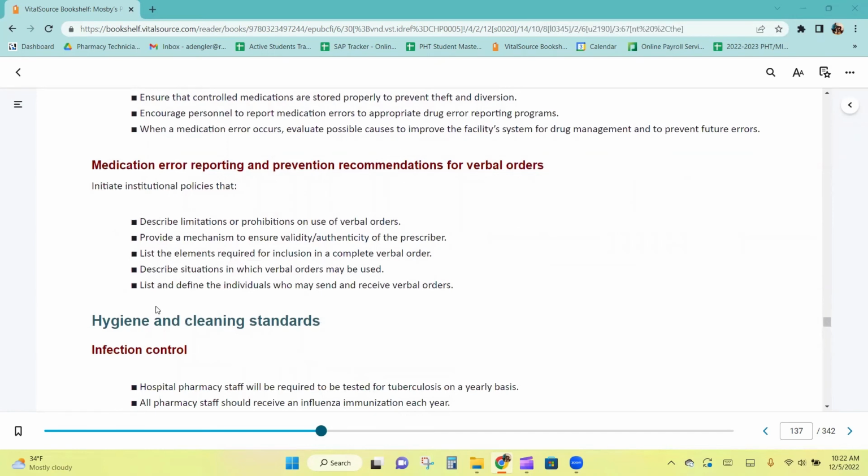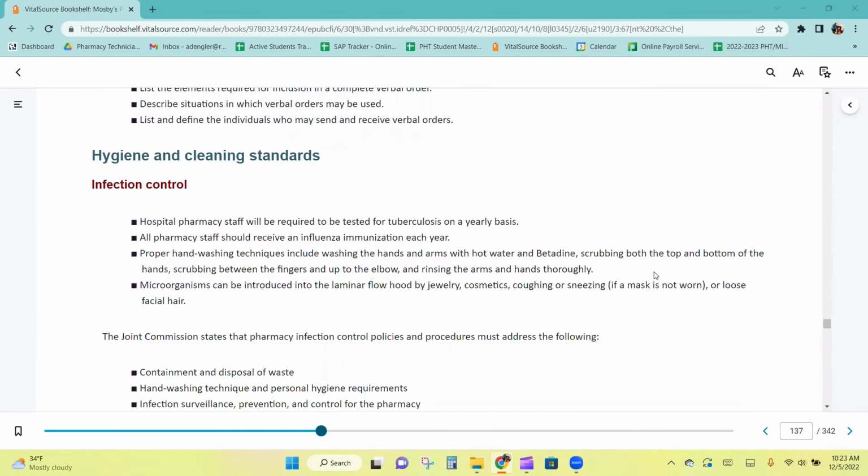Medication error reporting and prevention recommendations for verbal orders. Initiate institutional policies that describe limitations or prohibitions on use of verbal orders. Provide a mechanism to ensure validity and authenticity of the prescriber. List the elements required for inclusion in a complete verbal order. Describe situations in which verbal orders may be used. List and define the individuals who may send and receive verbal orders.